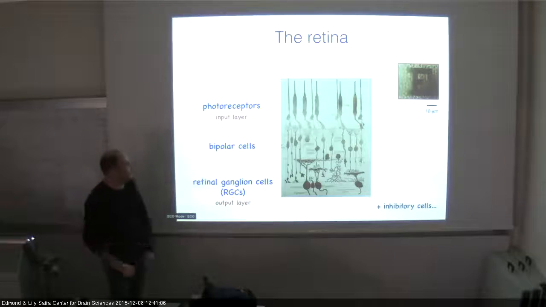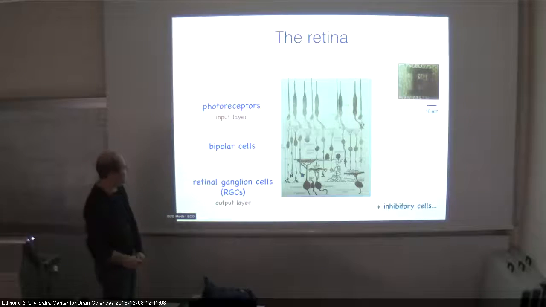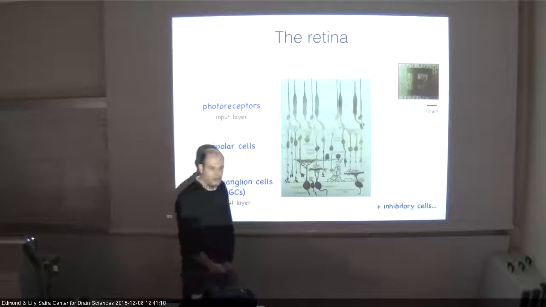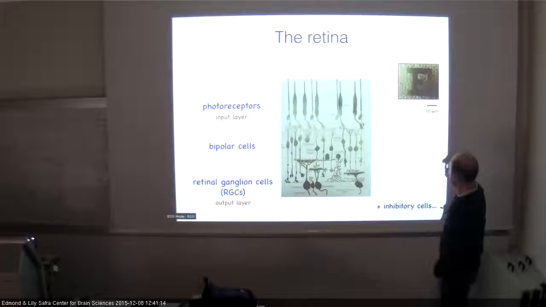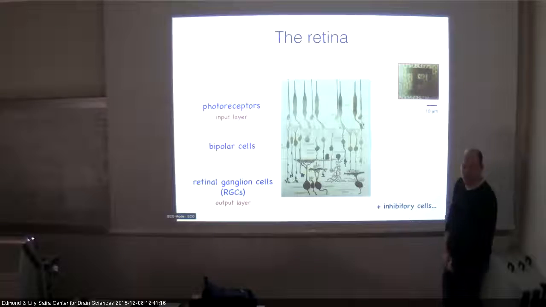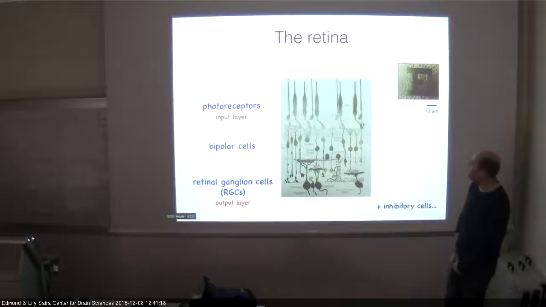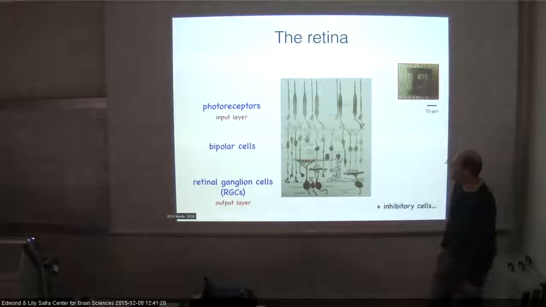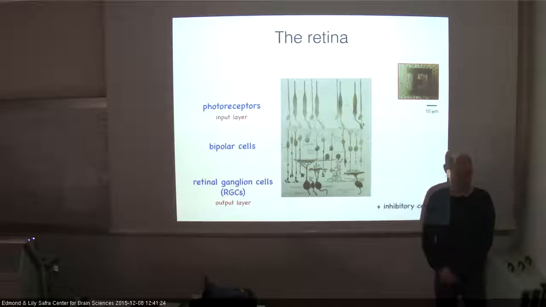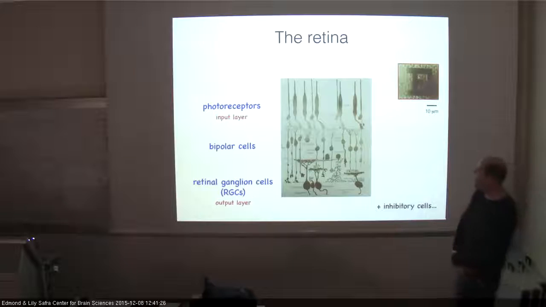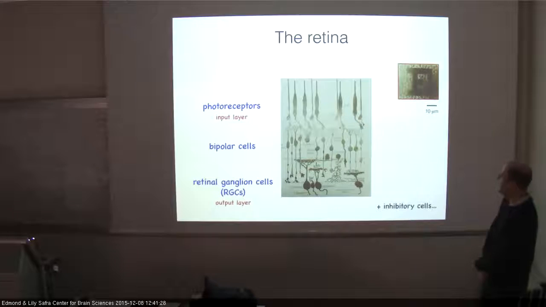Okay, so this is a kind of schematic of how the vertebrate retina looks. Vision starts with the photoreceptors. This is the input layer, and the photoreceptors, you probably know that there are two types, cones and rods, in most vertebrate retinas.